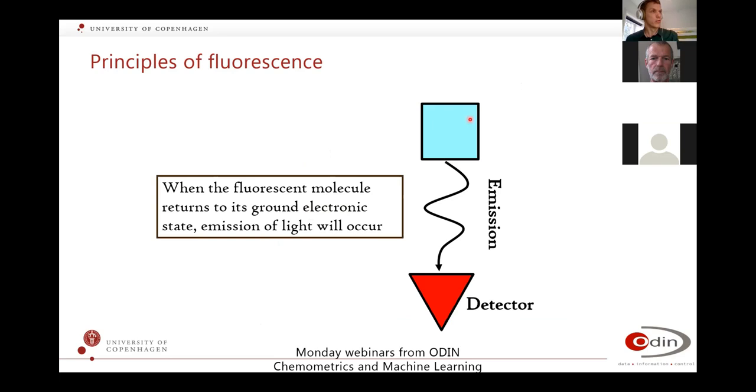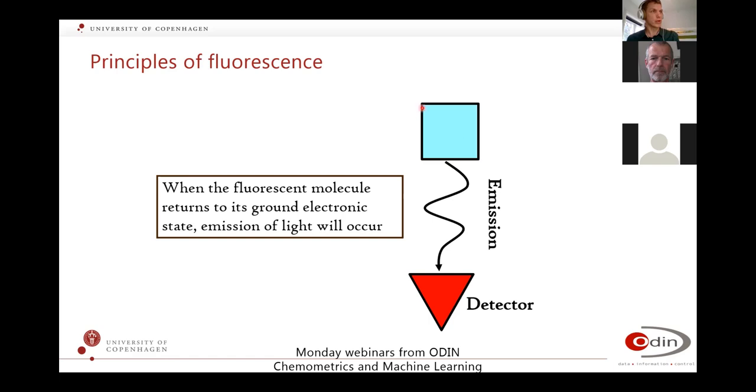Now, what we're really measuring, we're not really measuring the excitation. That we get like as a secondary thing when we do the fluorescence. What we're actually measuring is the emission. So we are measuring the light that the fluorophores are capable of emitting out, and that we can read off again, so we can detect.